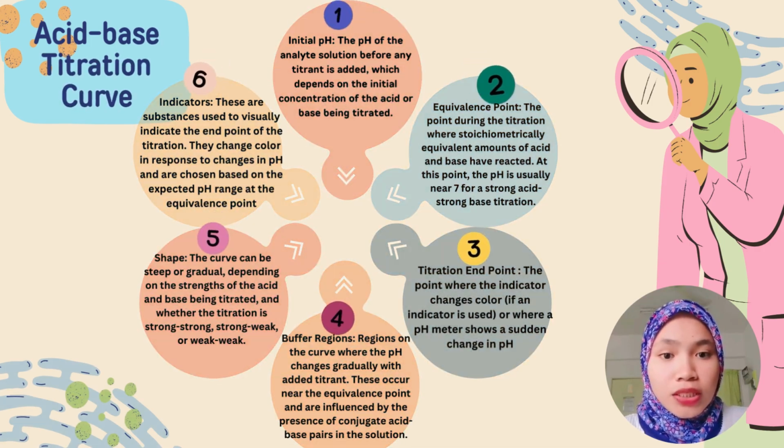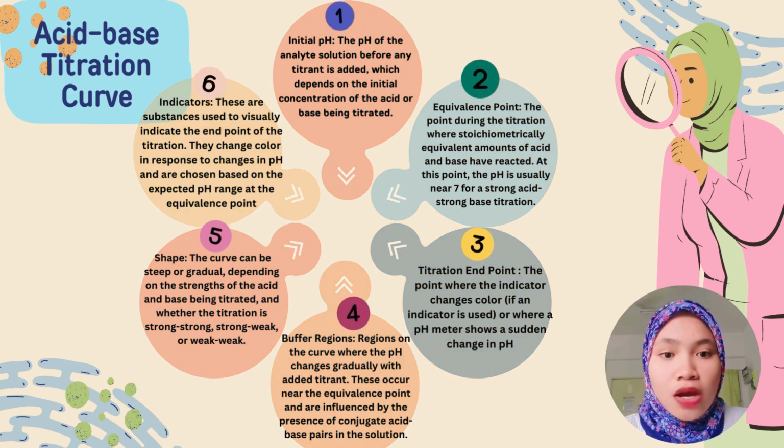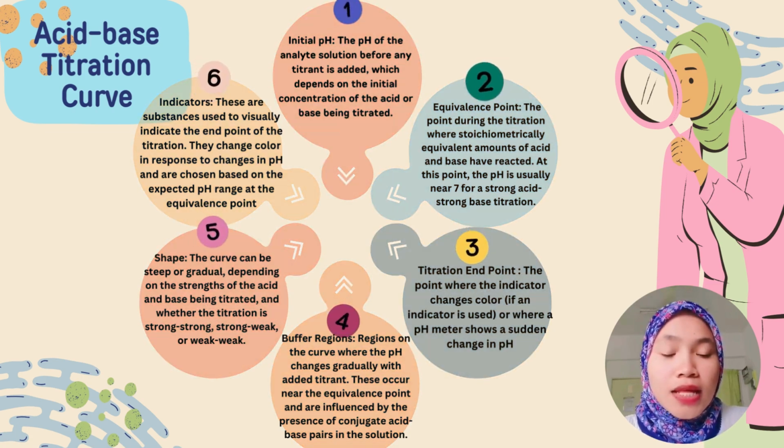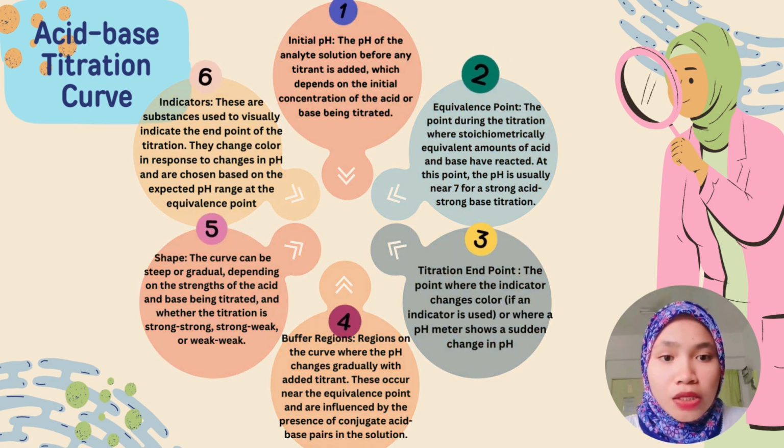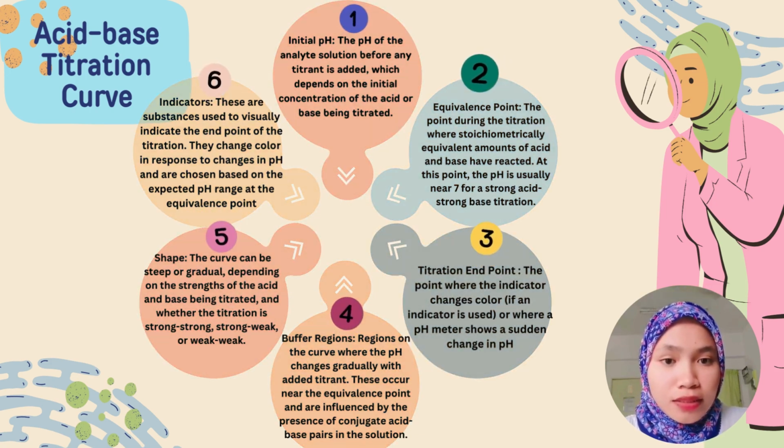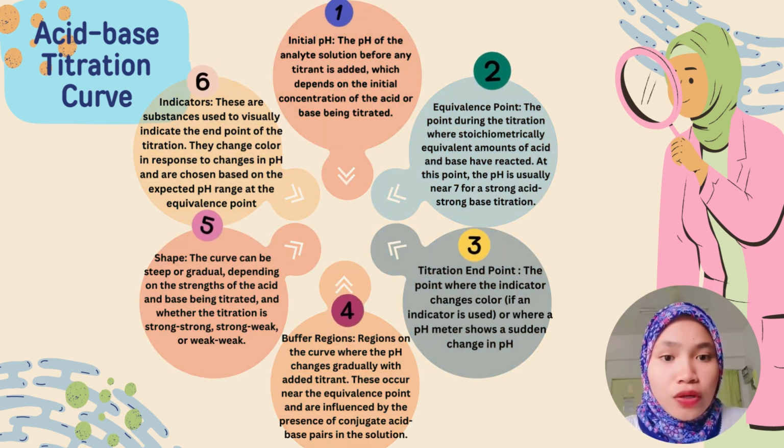The next topic is the acid-base titration curve. An acid-base titration curve is a graphical representation of the pH of a solution during the course of an acid-base titration. Typically, it plots the pH of the solution being analyzed on the vertical axis against the volume of titrant, the solution of known concentration added to the analyte, on the horizontal axis.